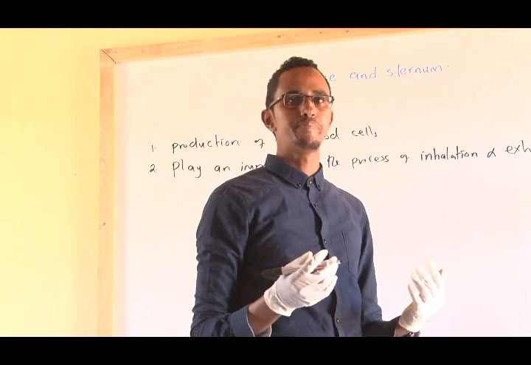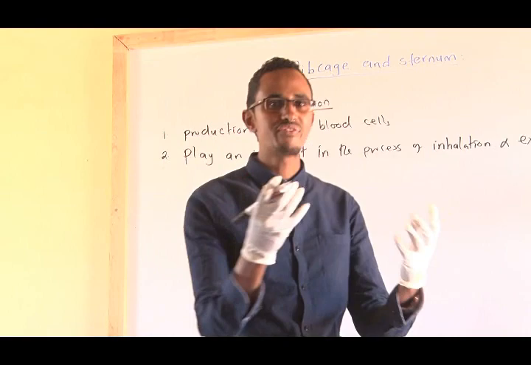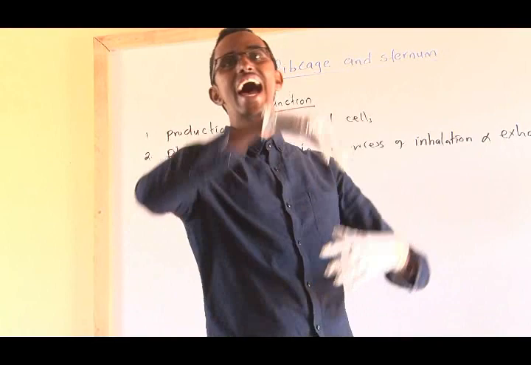The muscles of the diaphragm contract, and therefore the diaphragm flattens. This increases the volume of the thoracic cavity higher than that of the surrounding, and therefore air rushes into the lungs. The lungs inflate. Remember that?